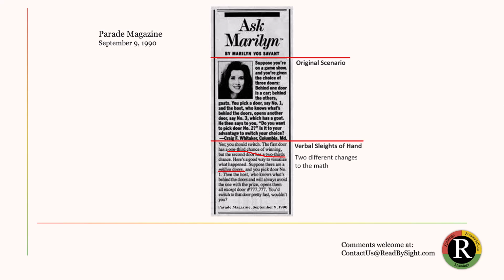Now, the first part of the column shows a user writing in, and the question is in bold. And he asked the question verbatim as we asked it before. So suppose you're on a game show and you're given the choice of 3 doors. Behind one door is a car, behind the other is goats.